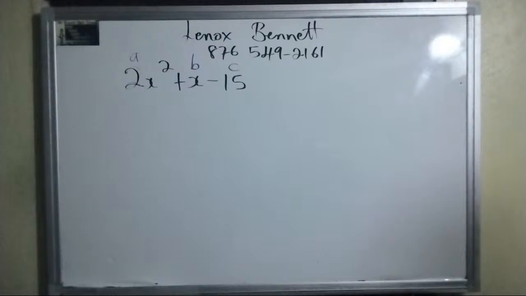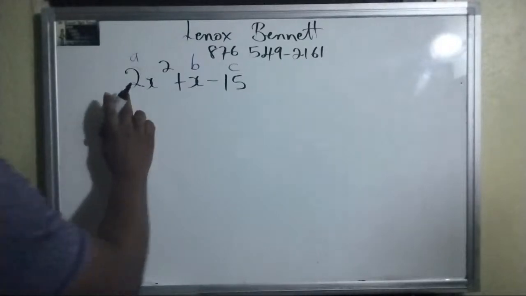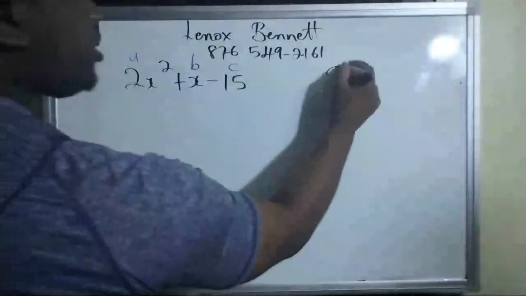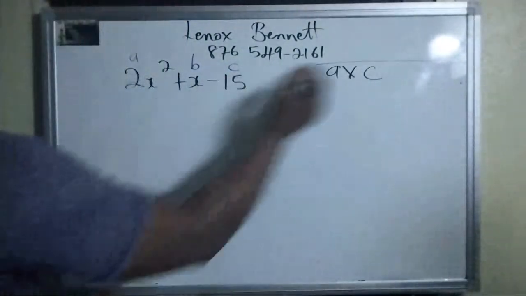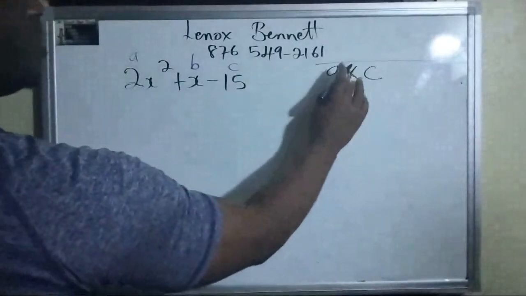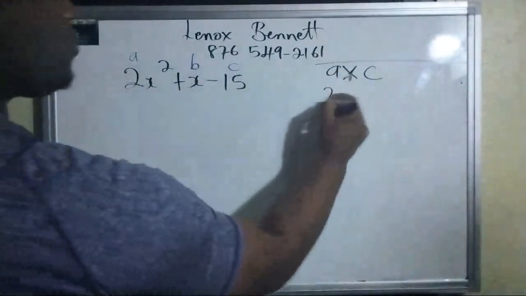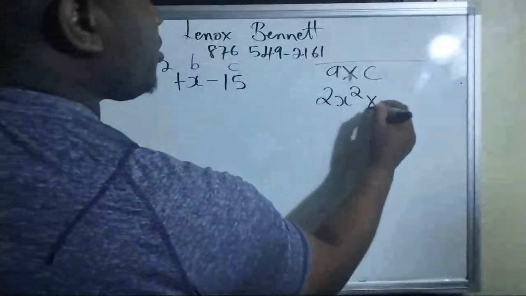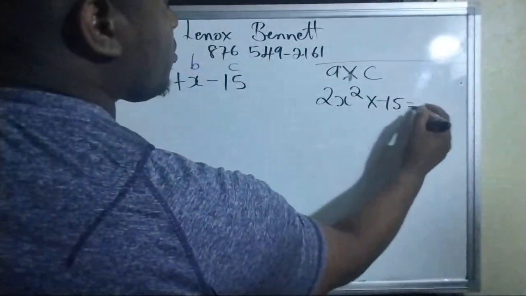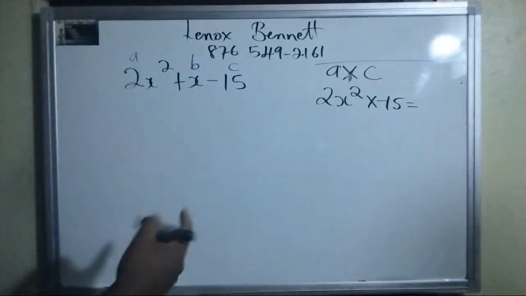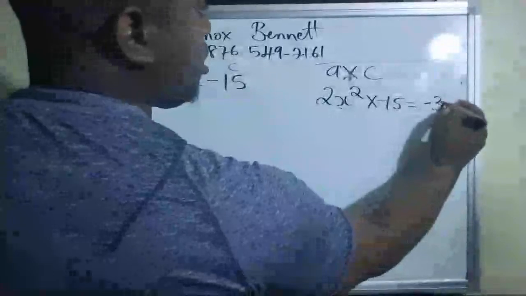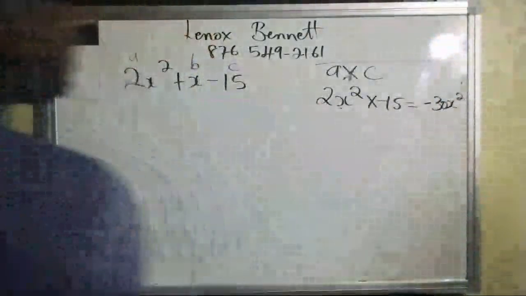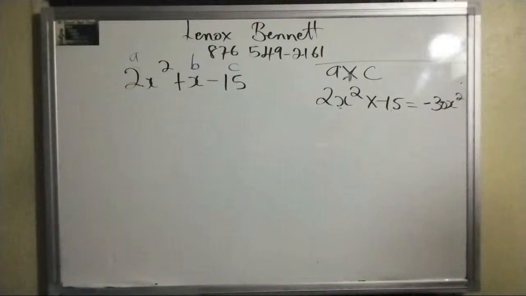Alright, so let's look at this now. First, we're going to multiply A times C, and this rough work is the most important part of it. This is where the answer is going to come from. So multiply A times C, that gives us 2x squared times negative 15. Positive times negative, that's negative. So 2 times 15, that's 30. I'll put back x squared. List all the factors of 30, that we are doing in prep class, factors.